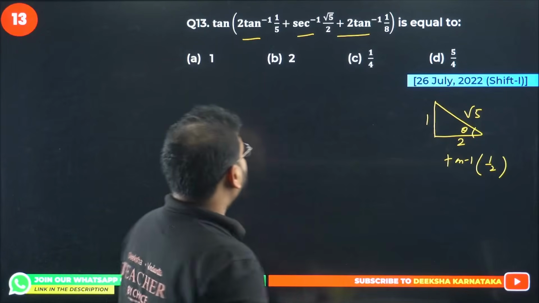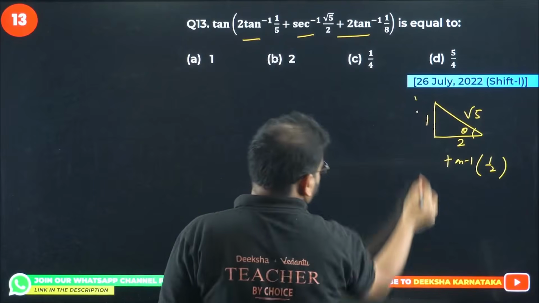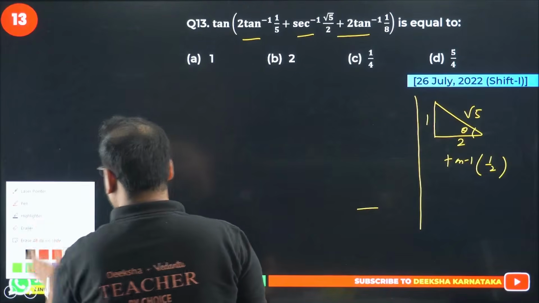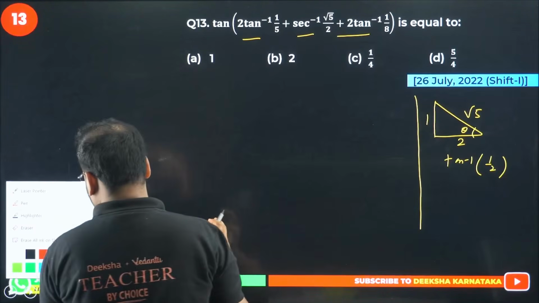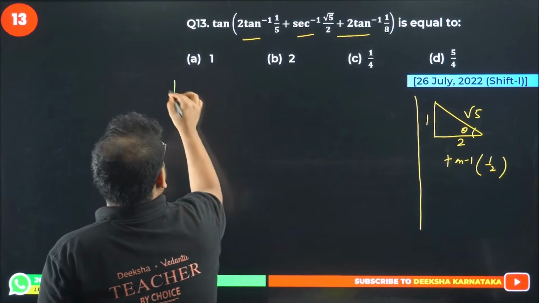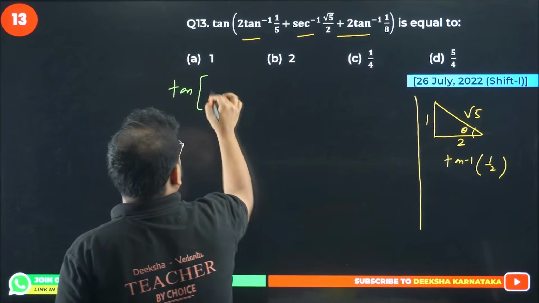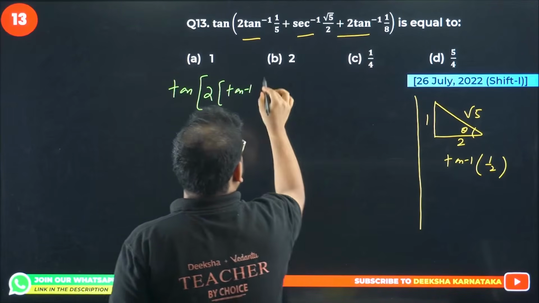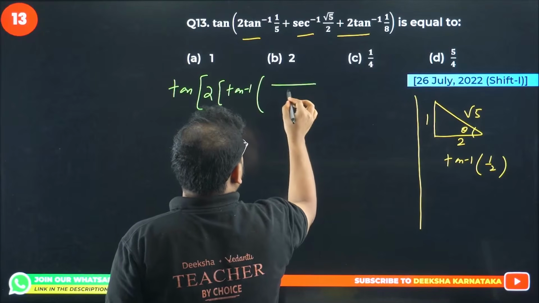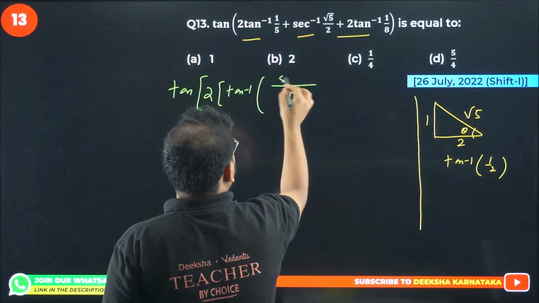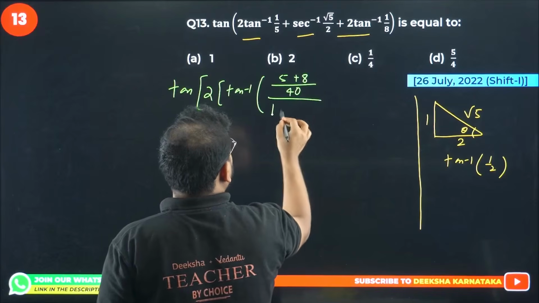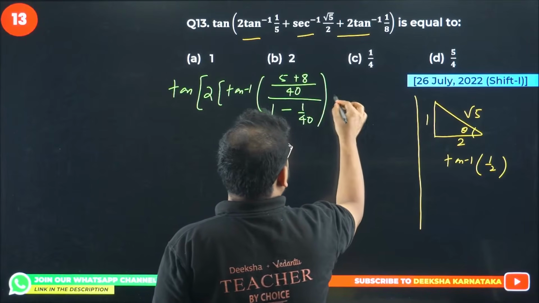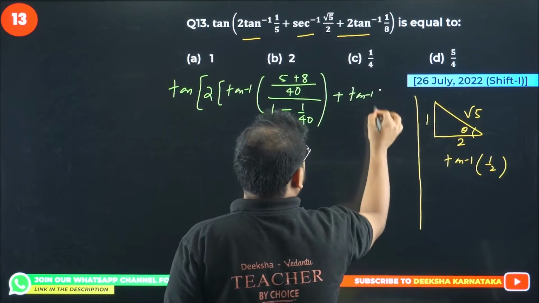So before that, I'll combine these two together. So I have here tan and take 2 common. We have tan inverse of 1 by 5 and 1 by 8. Take the sum. So LCM will become what? 8 5s are 40. 5 plus 8. And difference 1 minus 1 by 40. And we have plus tan inverse of 1 by 2.